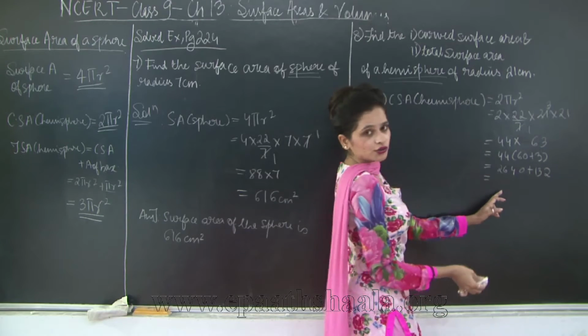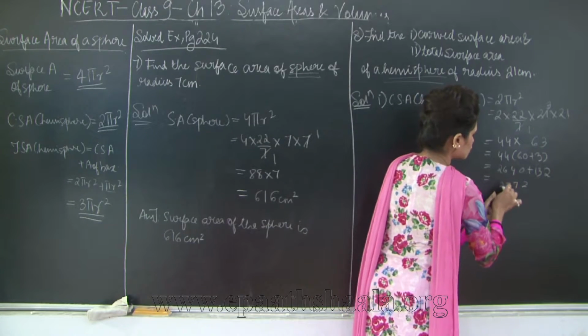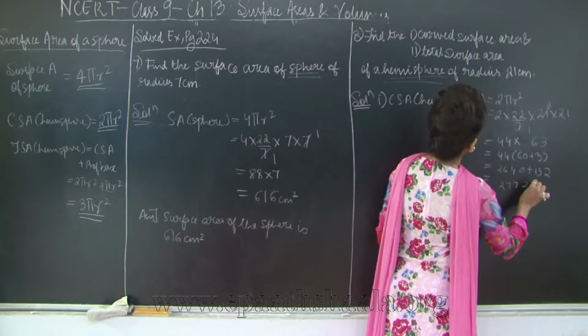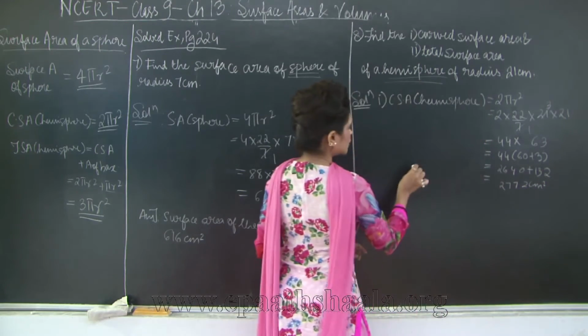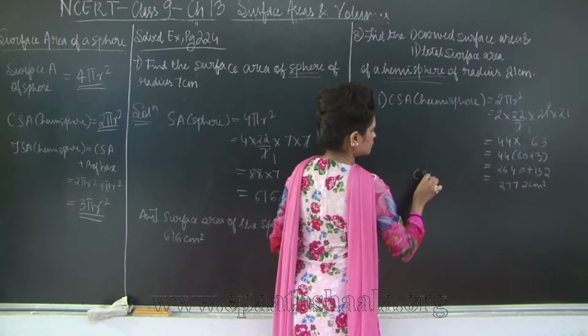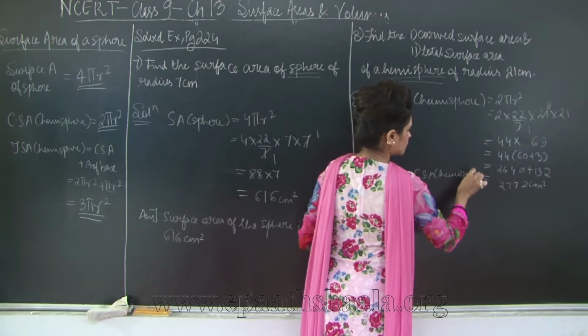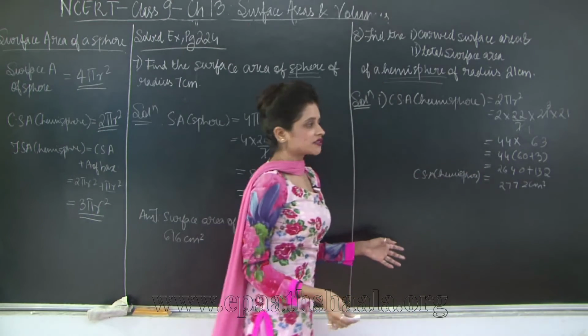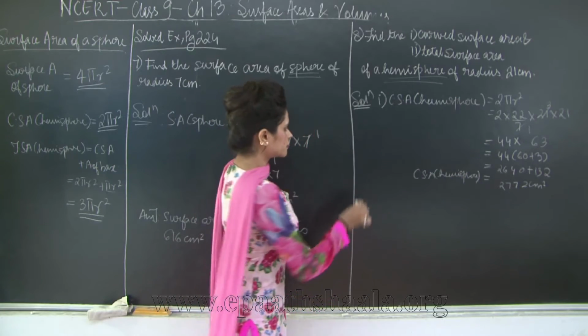So when you add, what do you get? 2772. 2772 centimeter square. This is the curved surface area of hemisphere. Now the total surface area is going to be what? It is going to be 3 pi r square.